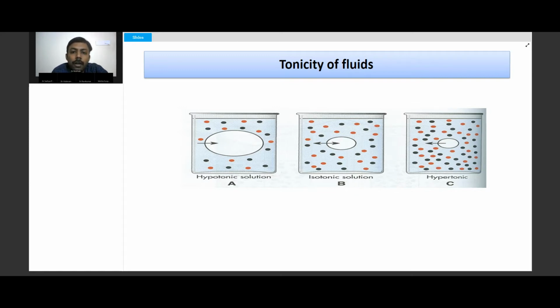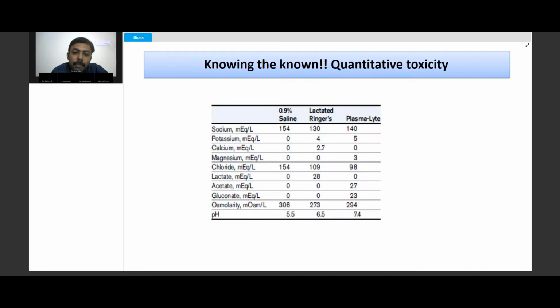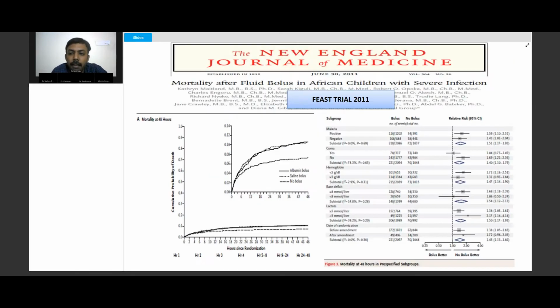So the quantitative toxicity which we're talking about when we routinely use the crystalloids and colloids is mainly identified from the FEAST trial. The FEAST trial is the Fluid Expansion as a Supportive Therapy trial, which was a landmark trial done by Catherine Maitland in sub-Saharan Africa with children who presented to the ER with hypotension or signs of shock in resource-limited settings.